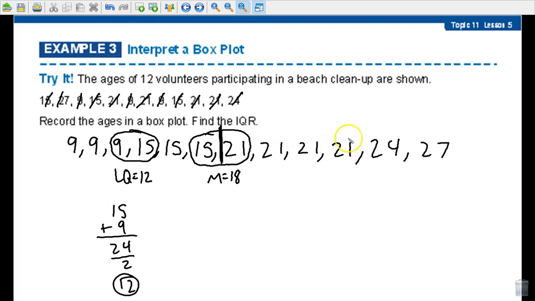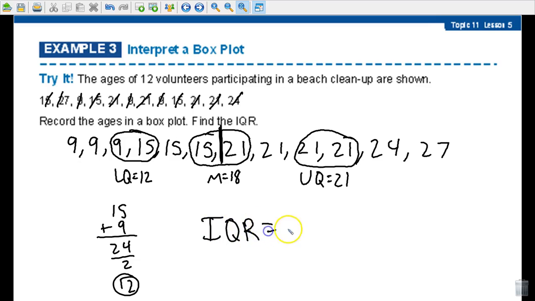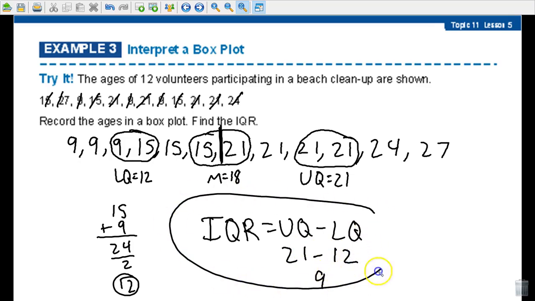And then it's 21 and 21, so my UQ equals 21 because there's no number in between them. So it's just 21, perfect. All right? So my IQR, which is the UQ minus the LQ, I get 21 minus 12, and that equals 9. All right? So 9 is the answer to this because it is the IQR. Find the IQR. The IQR is 9.